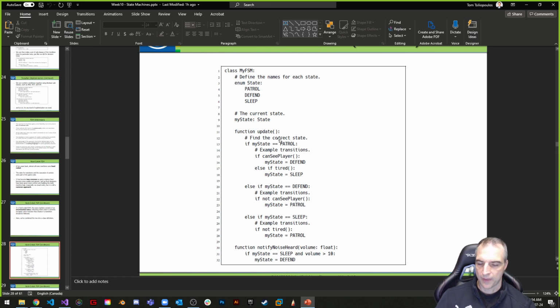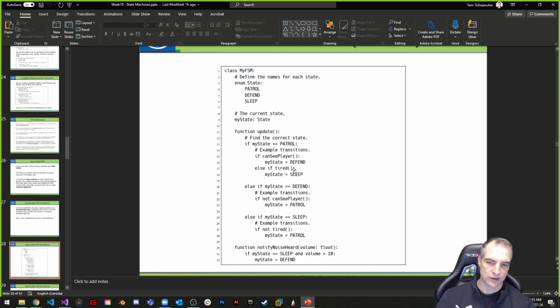Okay. And then on every update, if my state is patrol, and this could be a switch case as opposed to if else. Switch case works really great for this kind of thing, especially when it comes to enumerations, right? Case patrol, then I can ask some questions. Here are the triggers for the transitions. Can I see the player? Yes, then defend, right? Else I can't see the player. Maybe then I'm going to shift to sleep. I'm not really sleeping, I'm just pausing and waiting for a while.